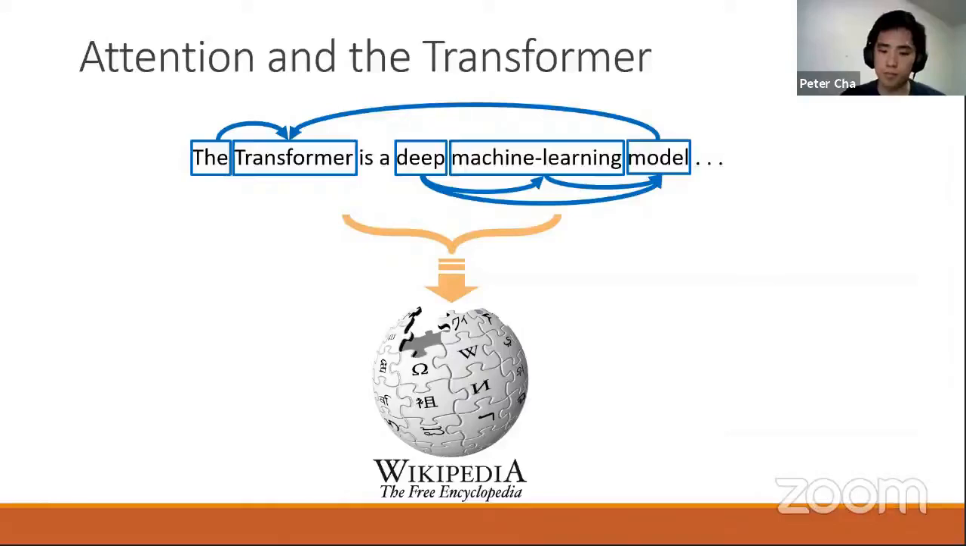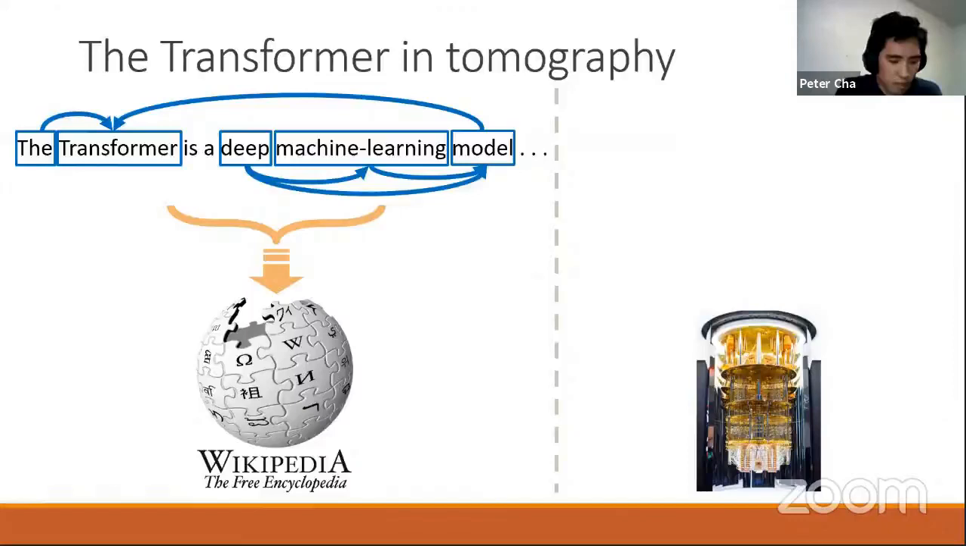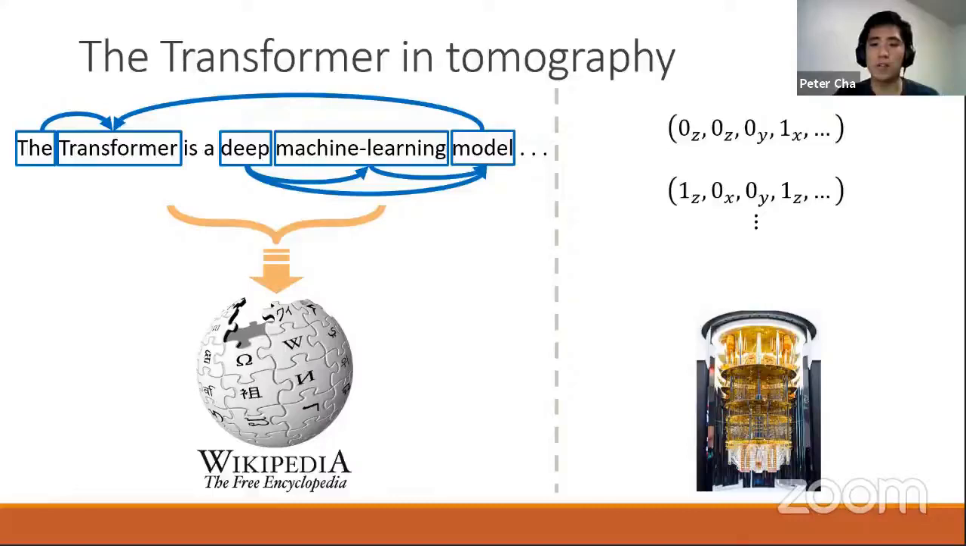So how does this apply to the task of tomography? Well, we can draw a simple parallel by comparing the abstraction of Wikipedia as a representation of the English language with the quantum state that is realized on a quantum computer, a quantum device. In the same way, what the transformer is trained on is going to be a set of sentences drawn from the quantum device that in some sense embody the correlations that are present in the quantum state being realized in the quantum device.